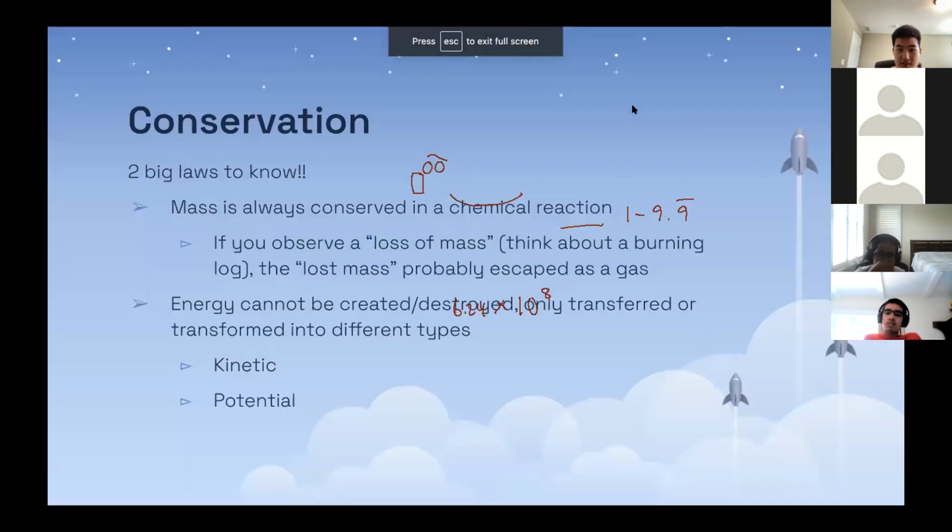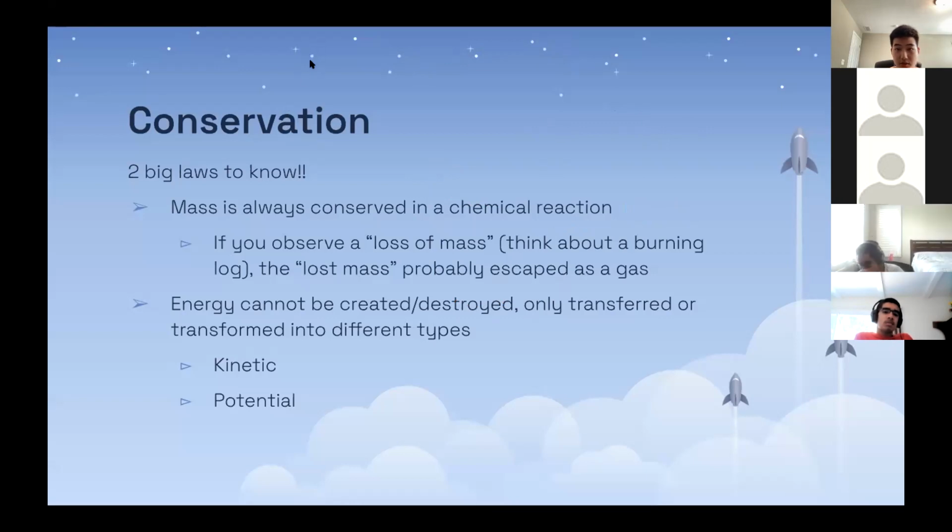Basically for slide 17, all you need to know is that there are 2 big things in chemistry. Mass is always conserved, number 1. So if you think about burning wood, you might just think it disappears, right? But actually what's happening is it's letting off carbon dioxide gas and water. So the mass is going into the air, even though it looks like it's disappearing. And the second big thing is that energy can't be created or destroyed, only transferred or transformed. I'm pretty sure you all know this too.